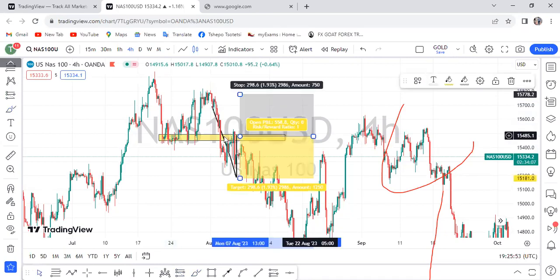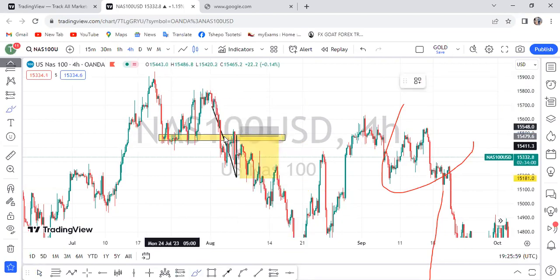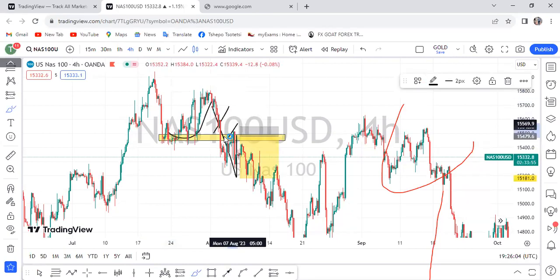But as long as market is above this low here, you can't make a sell entry. You must wait for the market to break this previous low and retest. Once it makes a retest, that's when you can take a confirmed entry, because now the market makes a low, meaning that is a confirmation that market is going to sell.